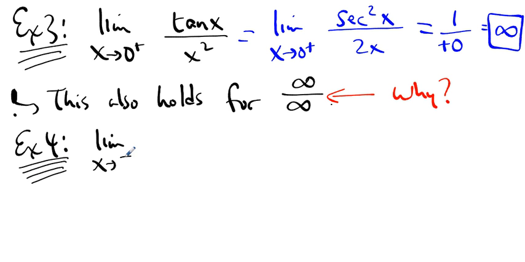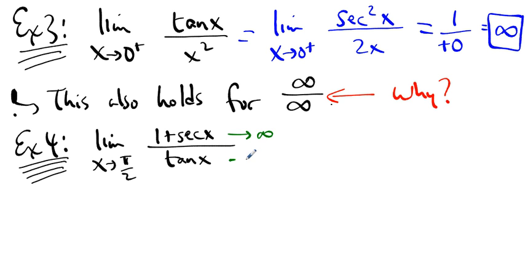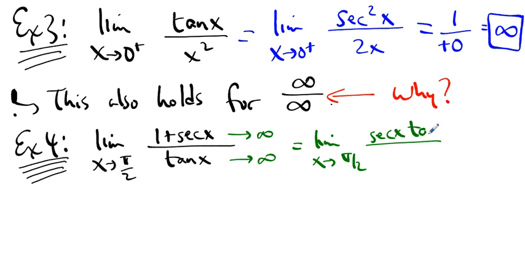Take the limit as x approaches pi over 2 of 1 plus secant x over tangent x. And this is just blatantly so I can get trig in there. Both of those approach infinity as x approaches pi over 2. So what does that mean? It means we take the derivative on top and bottom. The derivative on top is secant x tan x. The derivative on the bottom is secant squared x, and surely this can simplify.